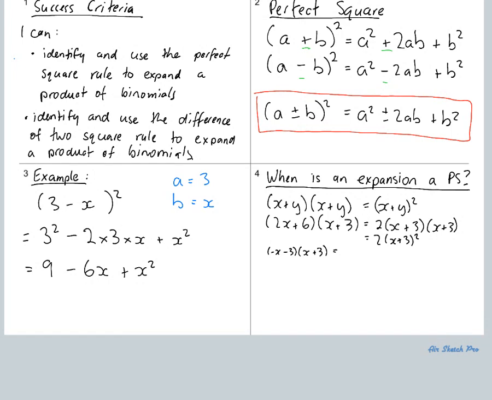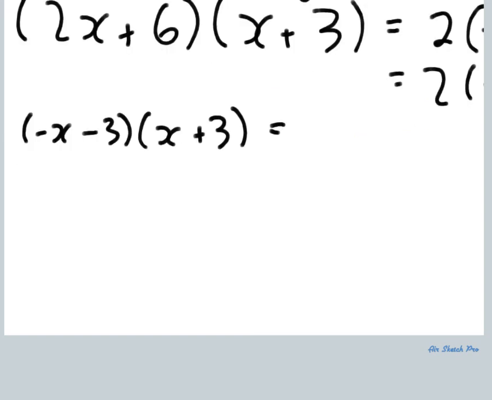So negative x minus 3 times x plus 3. Now, to be honest, that's no harder than the one above it. It's just that it's got a more unusual common factor. So I might even zoom up actually because you don't need to see all the slides and that way you can definitely see everything going on.